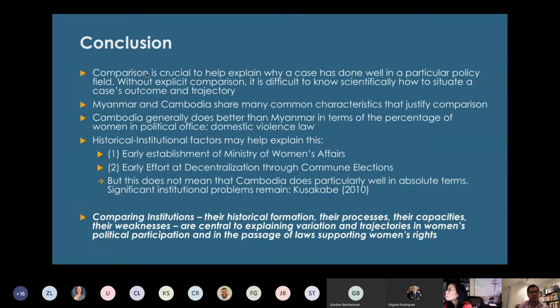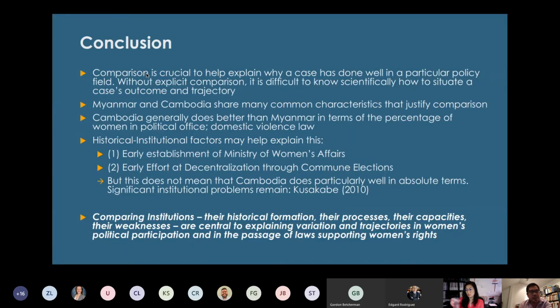And to conclude, a few points, and then the very last takeaway point is in boldface at the very end. Comparison is crucial to help explain why a case has done well in a particular policy field. Without explicit comparison, it is difficult to know scientifically how to situate a case's outcome and trajectory. Myanmar and Cambodia, I argue, share many common characteristics that justify comparison. And Cambodia generally does better than Myanmar on at least two issues: on the percentage of women in political office and on the passage of the domestic violence law.